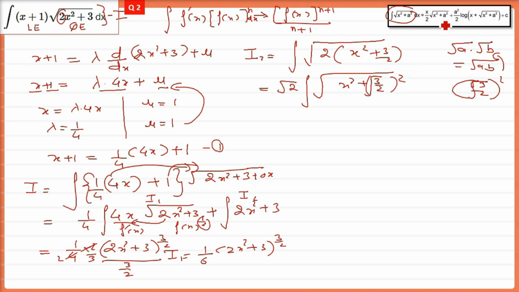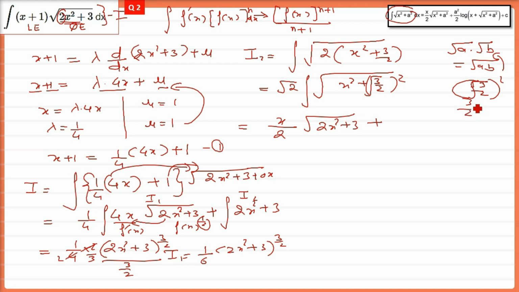Now you have a formula of integration of under root x square plus a square. X is x, a is root 3 by 2. Now I'm applying the formula x by 2 under root x square plus a square. Please refer to the upper right corner. You see the formula, I'm just applying that. X square plus a square will be simply 2x square plus 3 only because we have changed it. So the initial will always remain the same.